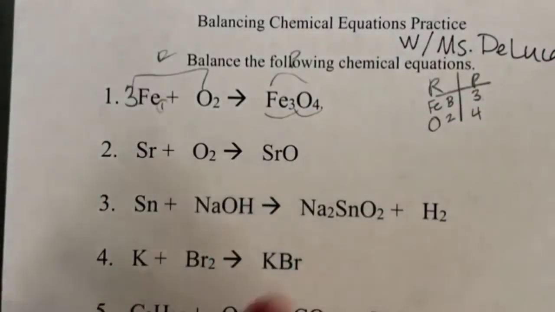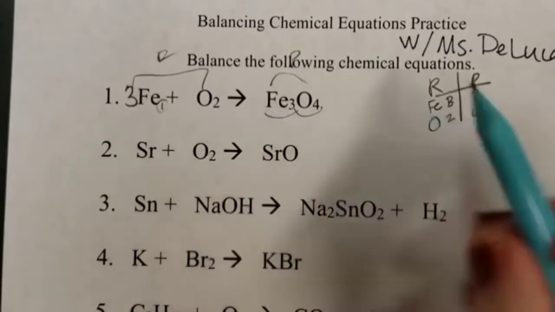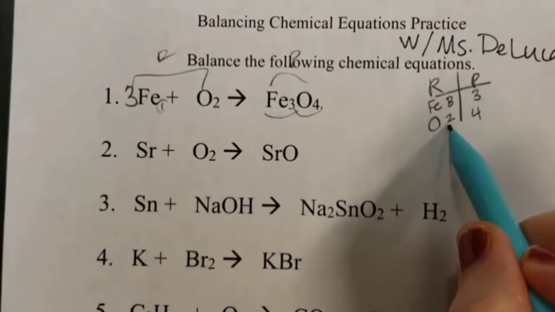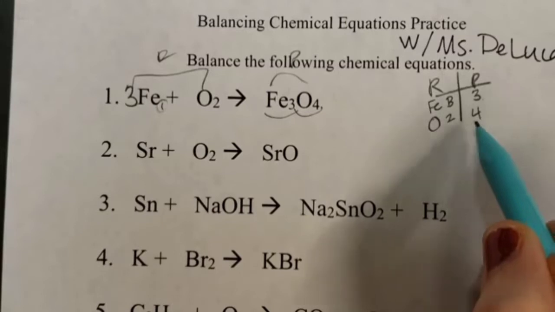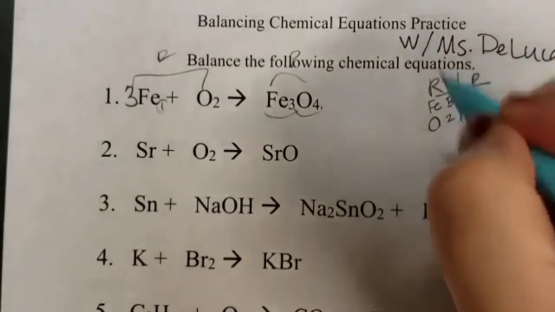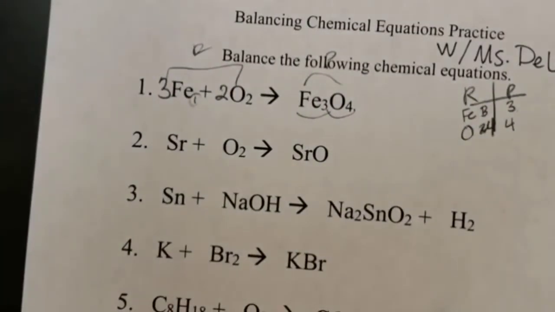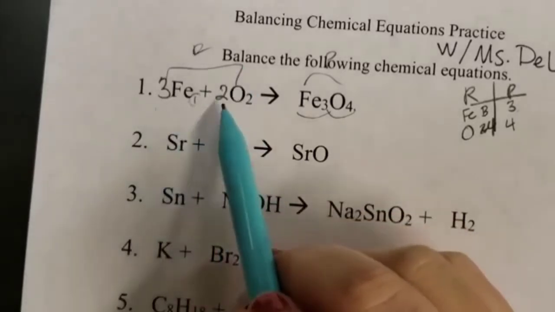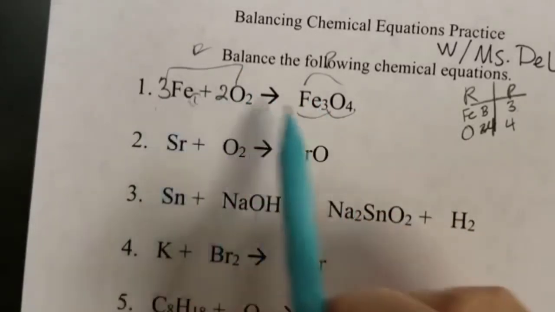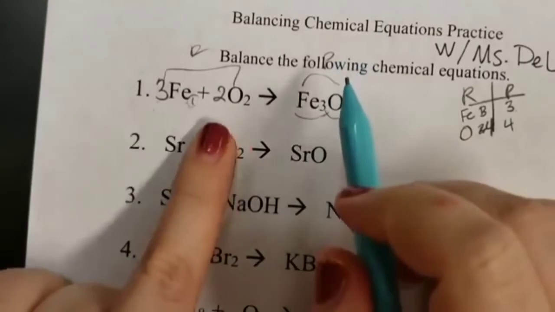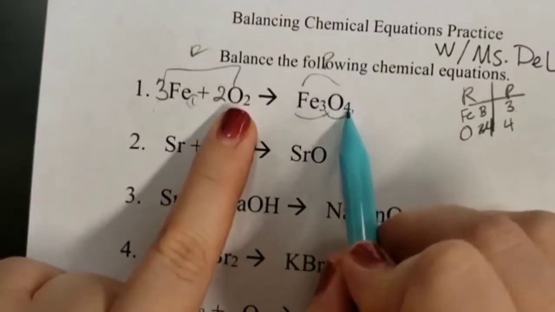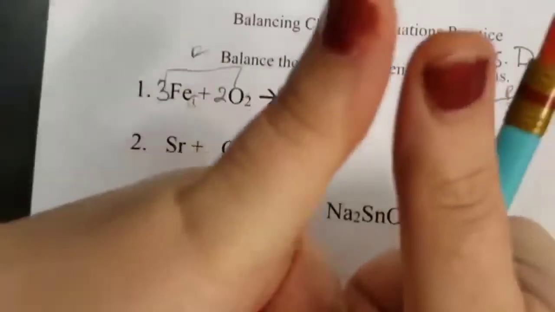We can multiply this times 3, which will make this 3. Okay, done. Now we have O2. We have 4, so we can multiply this times 2. 2 times 2 is 4. And there we go, balanced the equation. 3Fe2, so 3 times 1 is 3, 3 and 3. 2 times 2 is 4, 4 and 4. We did it.